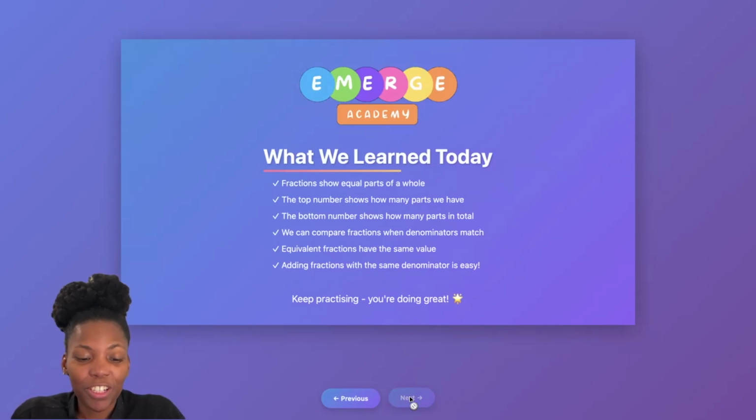I hope you've enjoyed today's lesson. Today we learned that fractions show equal parts of a whole. The top number, which is our numerator, shows how many parts we have, and our denominator, which is the bottom number, shows how many parts there are in total. We can compare fractions when denominators match. Equivalent fractions have the same value, and adding fractions with the same denominator is easy.